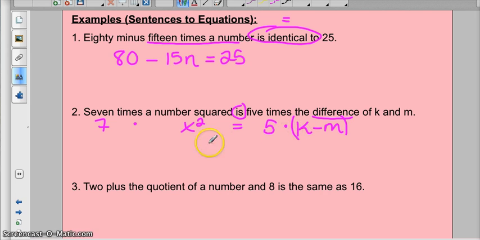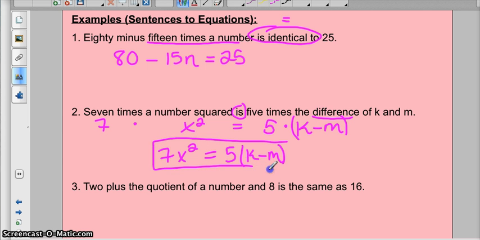So this is very spread out. I'm going to scrunch it together. Instead of the dots for my multiplication signs, I'm going to put the numbers right next to the variables. So to scrunch this side up, 7 times x squared. I'm going to bring down my equal sign and my 5, and then again I'm going to get rid of the dot because I know I can just write it right next to the parentheses and it still means multiplication. And that is your equation. 7 times a number squared is 5 times the difference of k minus m.